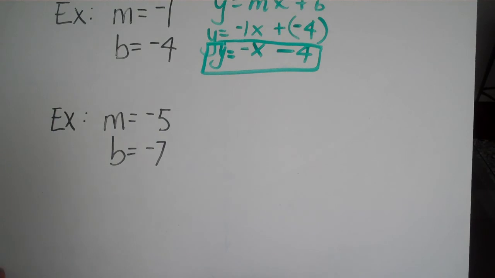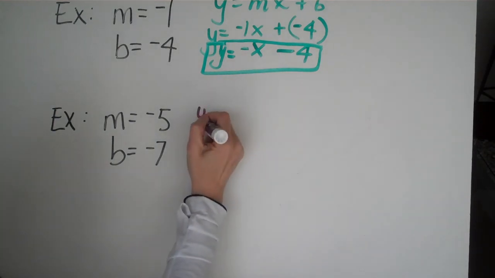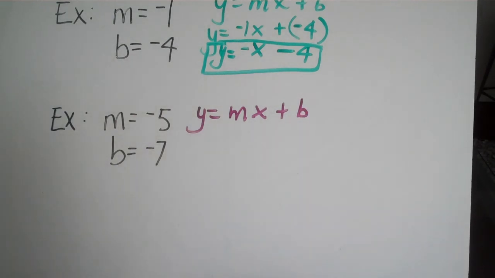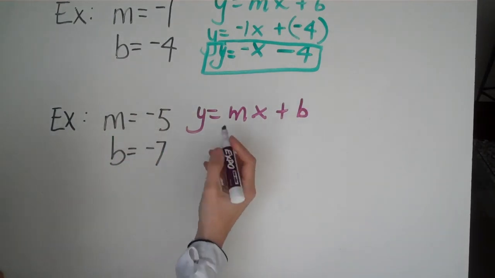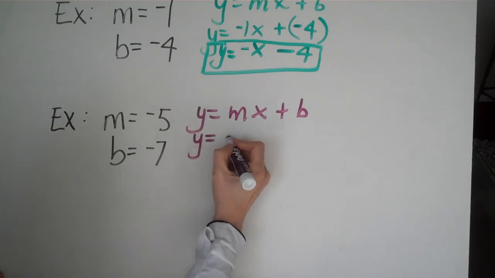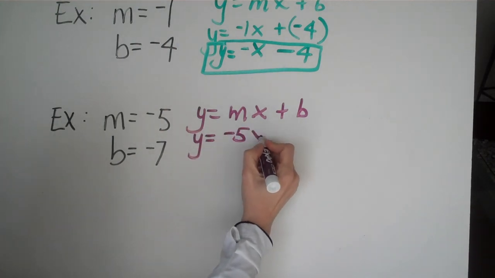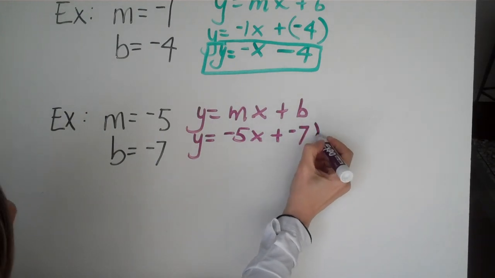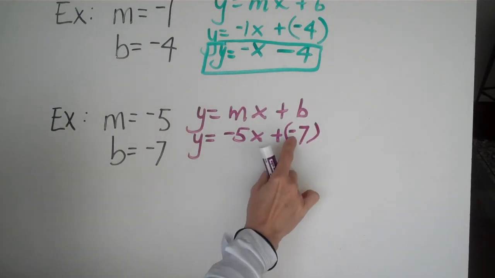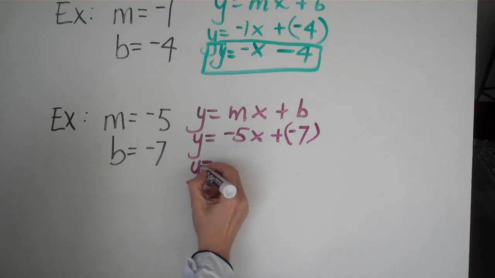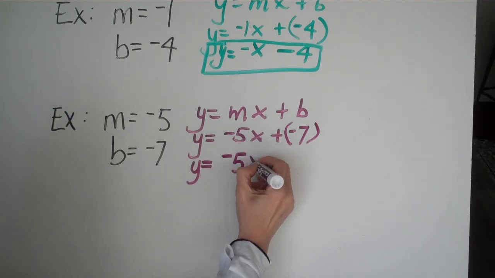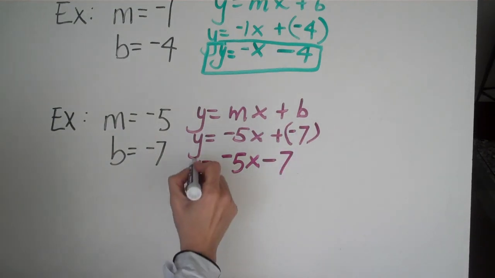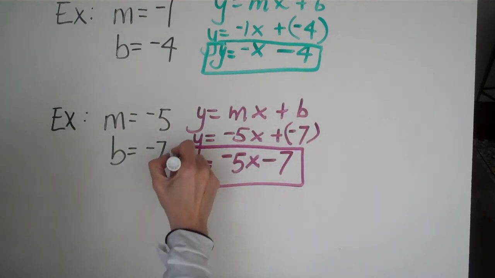And then let's do one more. Let's write our formula. Y equals mx plus b. Okay, the m is a negative 5, so it's going to be y equals negative 5x plus negative 7. And again, plus a negative is the same as subtraction, so now I'm going to change it. Y equals negative 5x minus 7, and that would be the final answer.